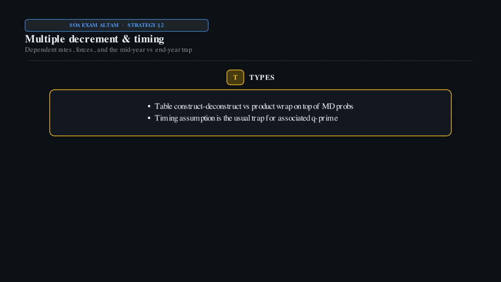Two subtypes: pure table construct and deconstruct, versus a product wrap that prices insurance on top of multiple decrement probabilities. Timing is the usual trap. Mid-year forces versus end-year mass points change the associated single decrement rates.